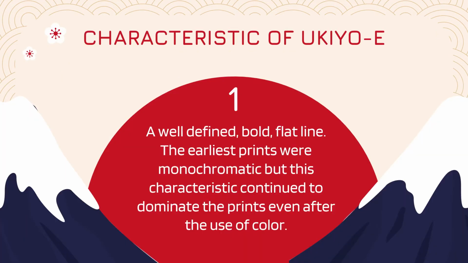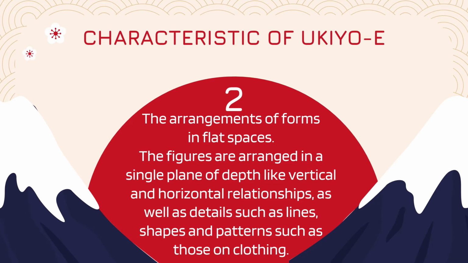Ukiyo-e art has a well-defined, bold, flat line. The earliest prints were monochromatic but this characteristic continued to dominate the prints even after the use of color. The arrangements of forms in flat spaces. The figures are arranged in a single plane of depth, like vertical and horizontal relationships, as well as details such as lines, shapes and patterns such as those on clothing.